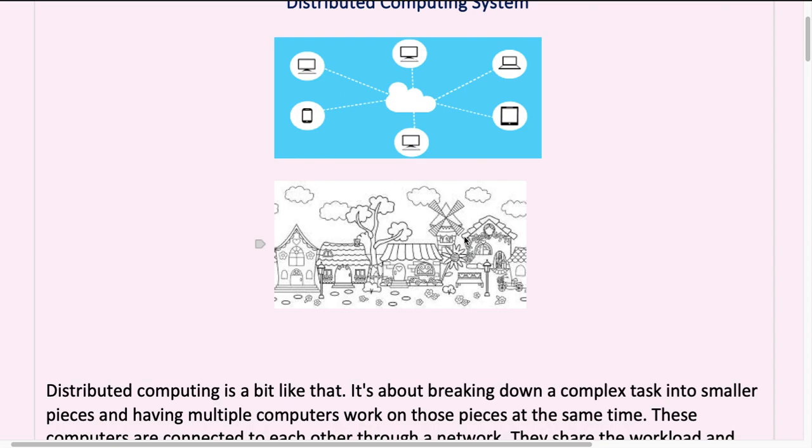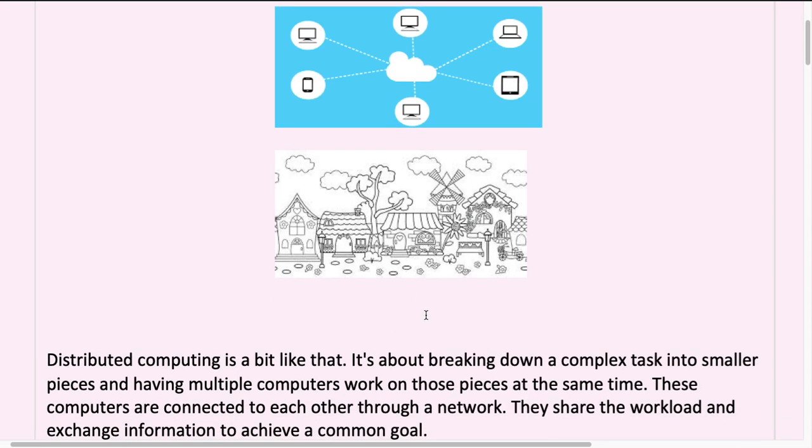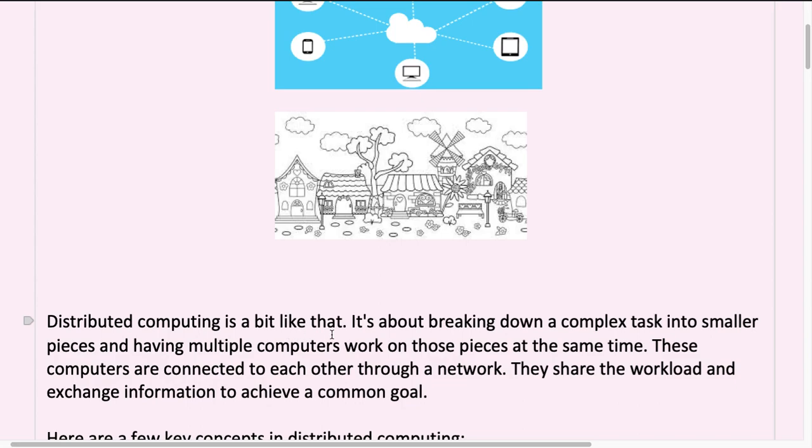But what if you had a bunch of friends helping you? You could give each friend a smaller part of the picture to color, and they could all work at the same time. This way the job gets done faster because everyone is working together. So a distributed system is a bit like that.